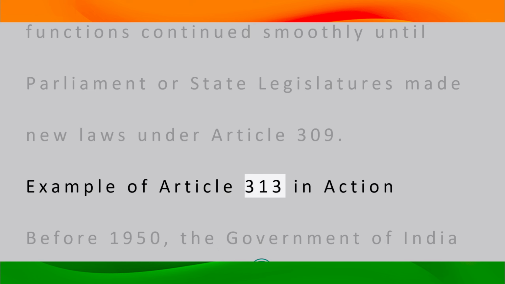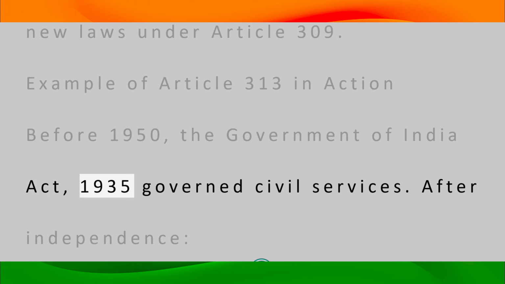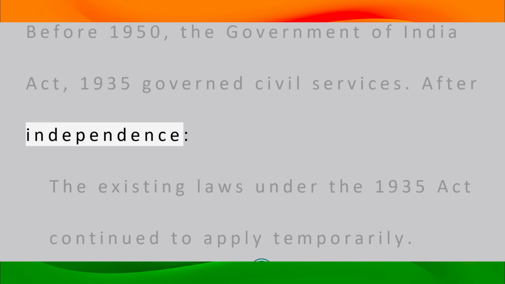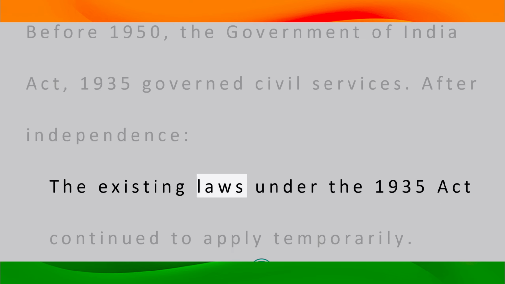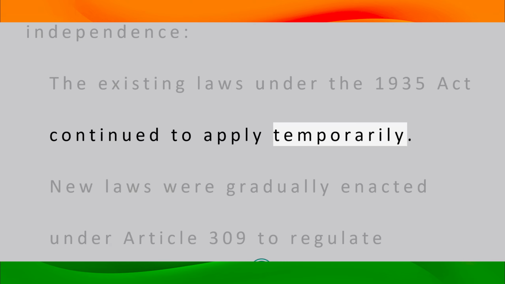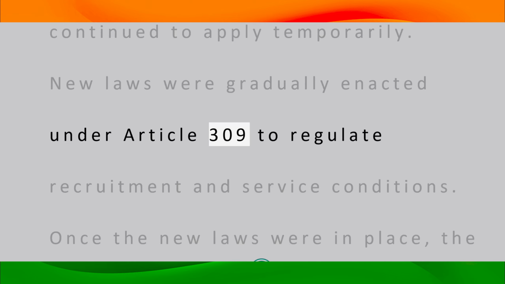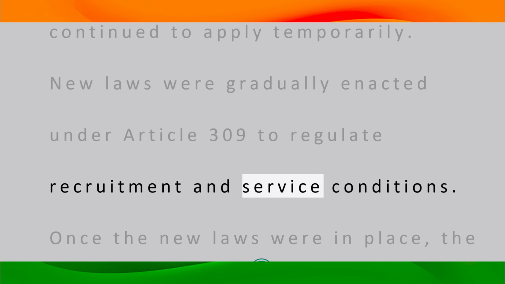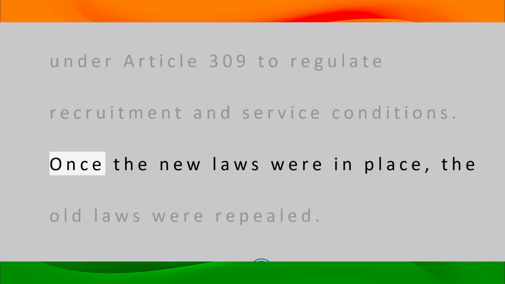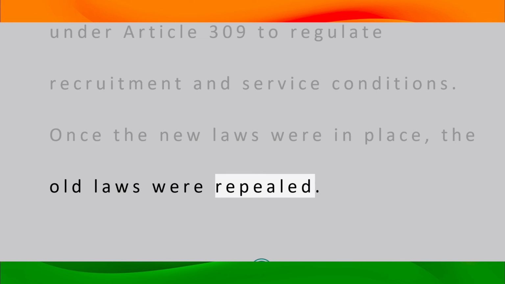Example of Article 313 in action. Before 1950, the Government of India Act, 1935 governed civil services. After independence, the existing laws under the 1935 Act continued to apply temporarily. New laws were gradually enacted under Article 309 to regulate recruitment and service conditions. Once the new laws were in place, the old laws were repealed.